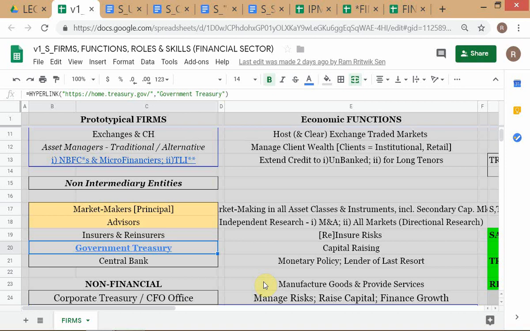So I look at all these different firms and their functions, and I look at what kind of decision problems you might face if you were working in any of these firms. Is that clear? And so I try to design the curriculum in such a way that it helps you to solve these decision problems better. Okay, so that is the thinking that has gone into it.